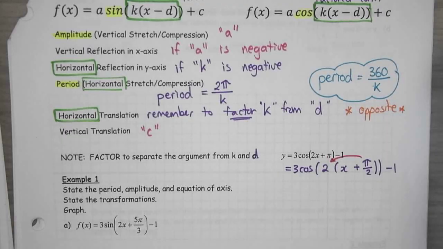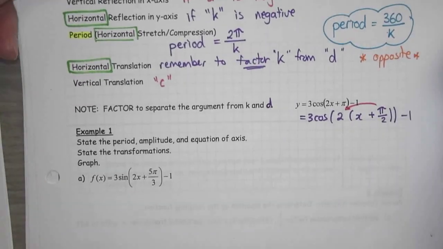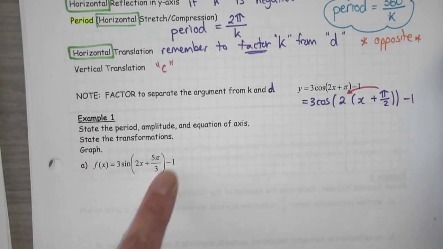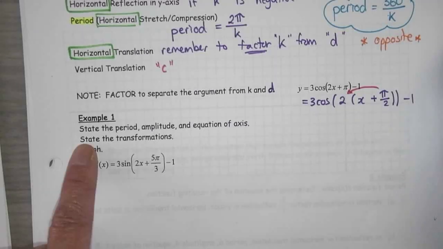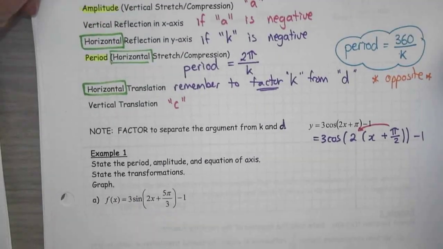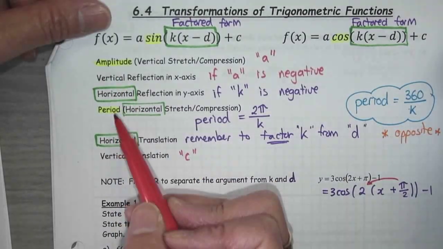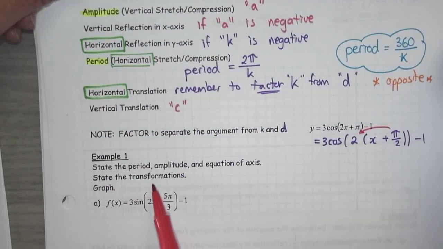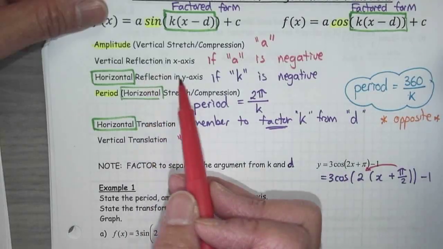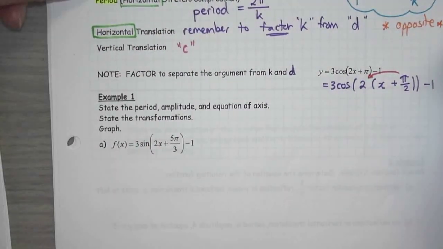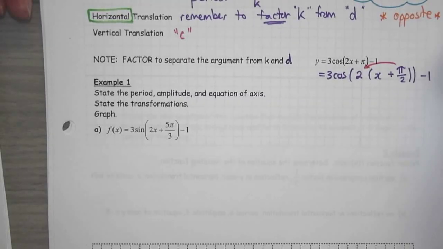So let's go ahead and start to answer it. So we've got period, amplitude, equation of the axis, and then I want you to state the transformations, like vertical stretch, compression, all of this stuff like normal. This we're going to get from the period and amplitude, which is the new trig stuff. So we're going to do two parts to this question, and then we're also going to graph it.